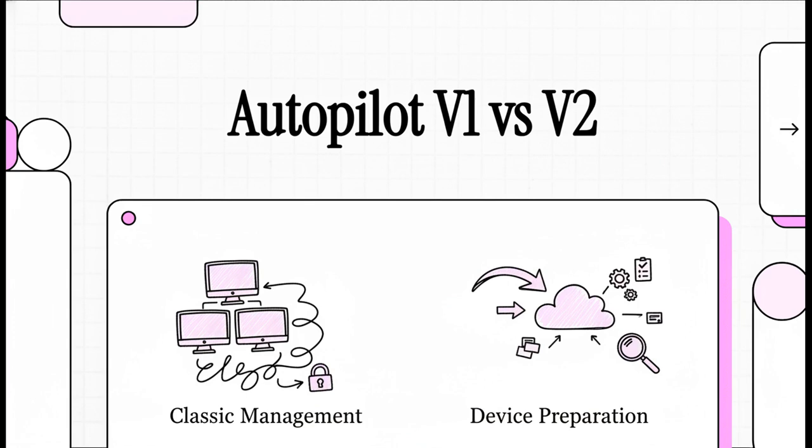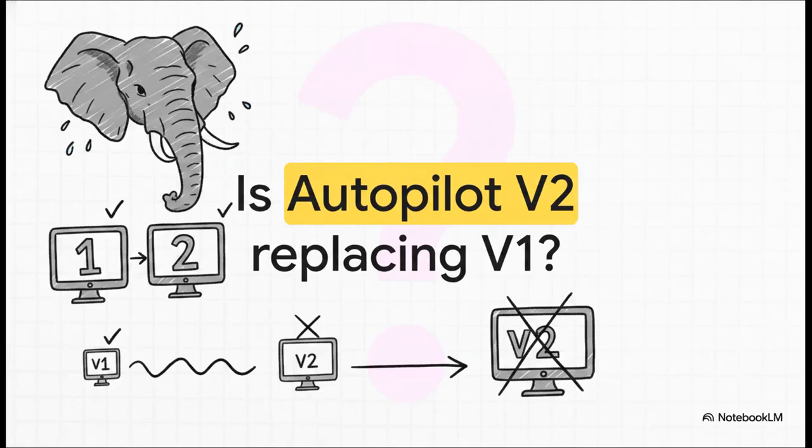Okay, so let's address the massive elephant in the room right off the bat. It's got IT admins everywhere stressing out. The big question, is V2 here to kill off classic Autopilot? Because, just hearing the naming convention, version 1 and version 2, it kind of automatically makes you assume that the newer version is designed to completely replace the older one, right? It makes it sound like classic Autopilot is somehow half-baked or just on its way out the door.